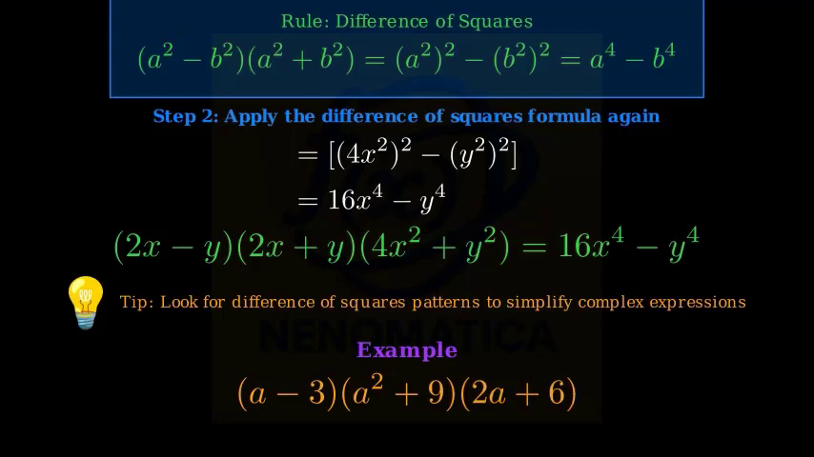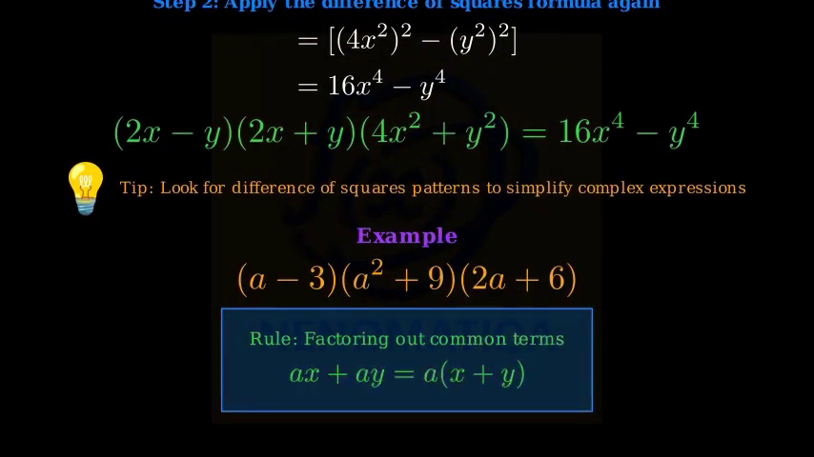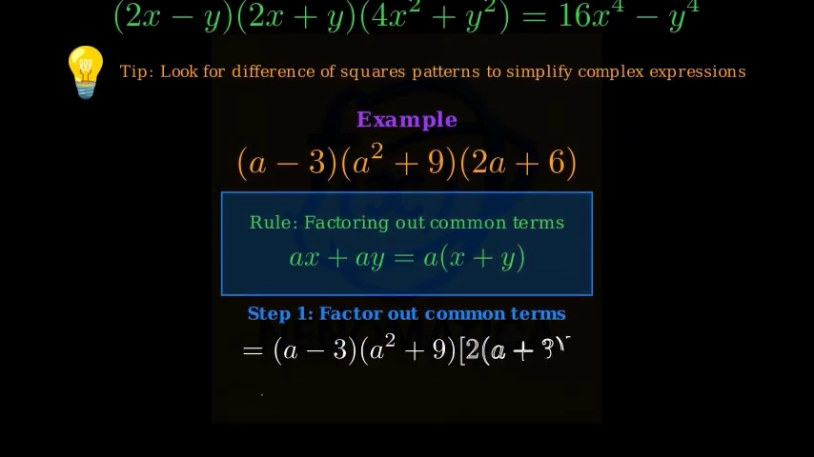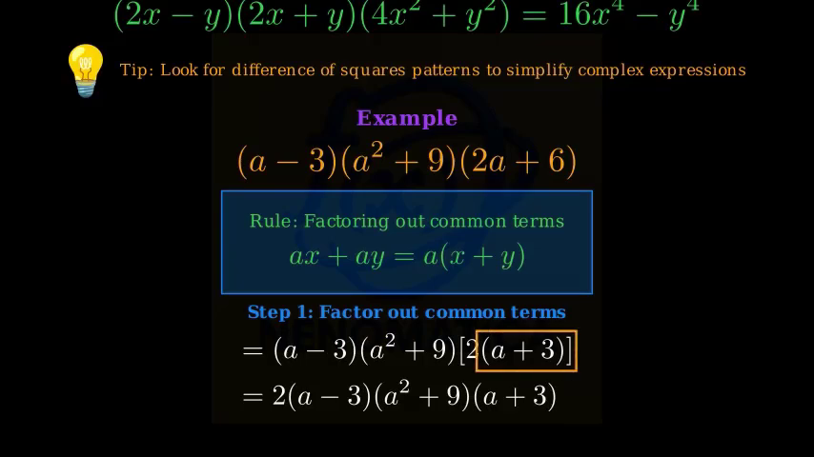Looking at this expression, let's first factor out the common factor in the third term. We can see that 2a + 6 can be factored as 2(a + 3). So our expression becomes (a - 3)(a² + 9) times 2(a + 3).